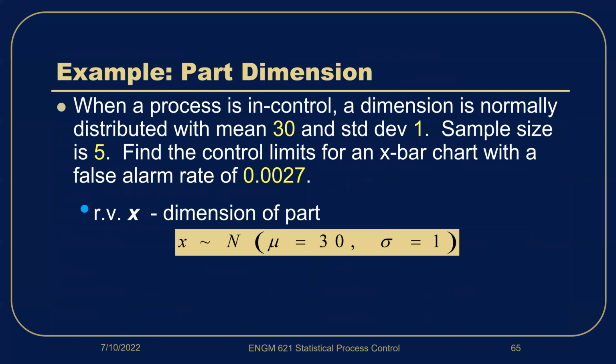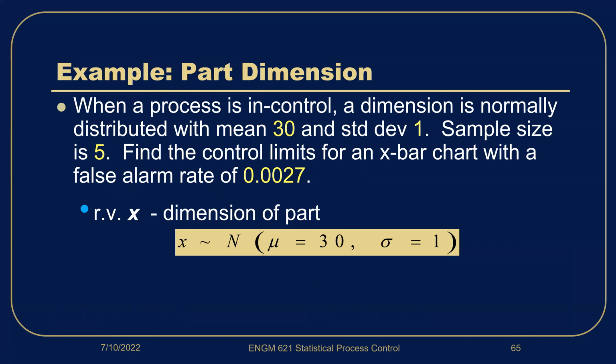An example of determining control limits given a false alarm rate. When a process is in control, a dimension is normally distributed with mean 30 and standard deviation 1. So those are the process mean and standard deviation. Suppose sample size is 5. Find the control limit for an X-bar chart with a false alarm rate of 0.0027.